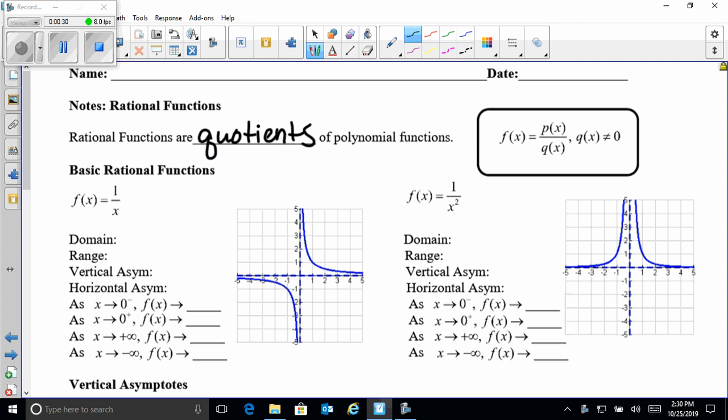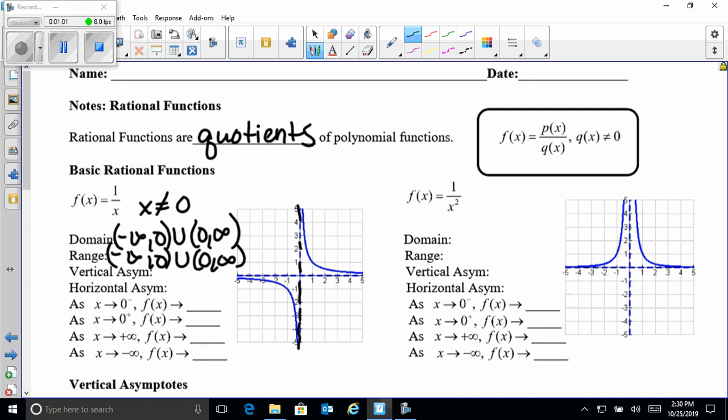So looking at these two basic ones, 1 over x, that's your parent function. If we think about its domain, x cannot be 0. So we can go from negative infinity all the way up to 0, union with 0 to infinity. Now the range, just looking at our picture, also cannot be 0. So negative infinity to 0, union with 0 to infinity. Vertical asymptote. We can see that we have one right here. That's when x equals 0. We also have a horizontal one right here, where y equals 0.